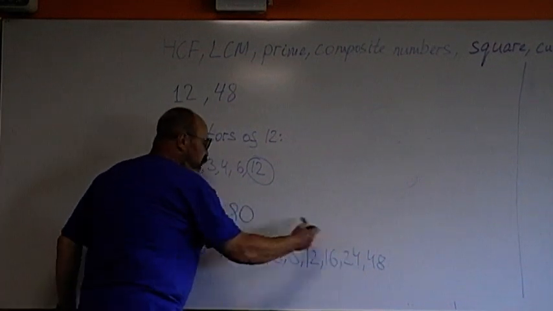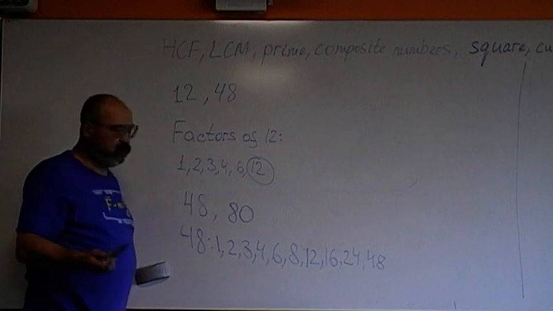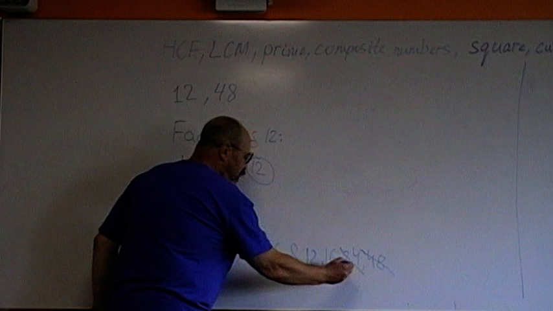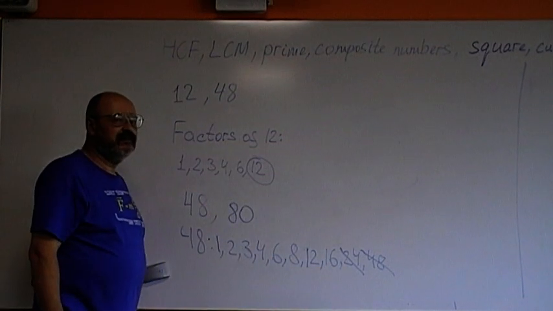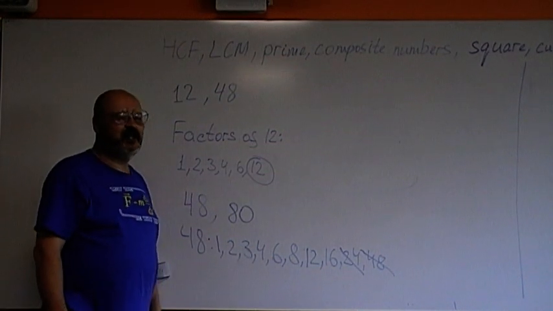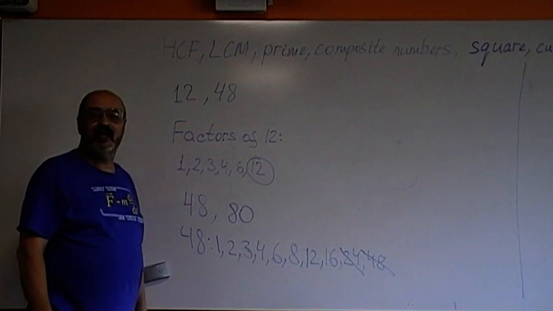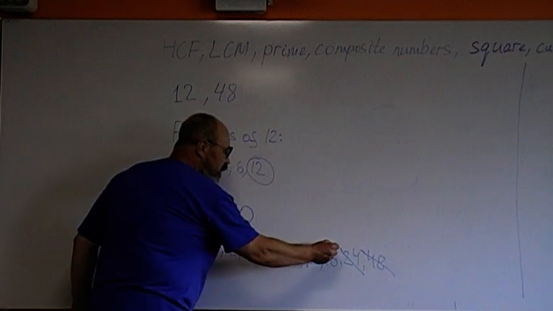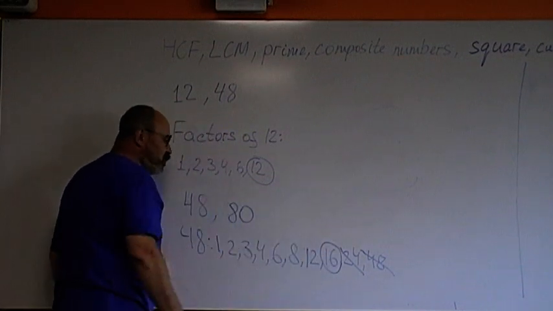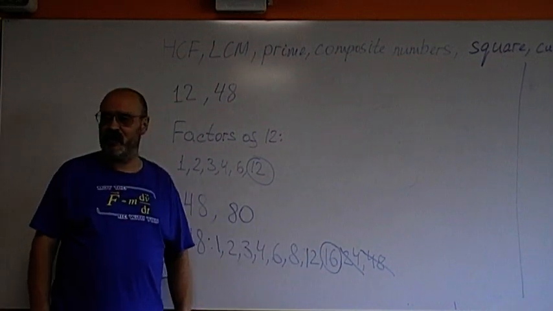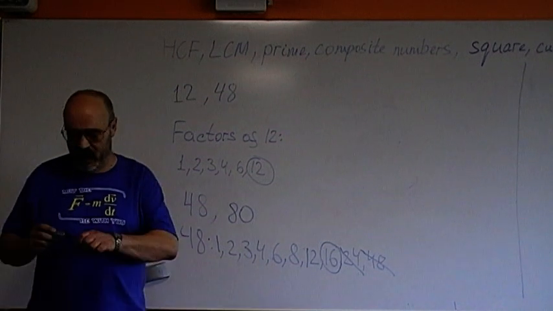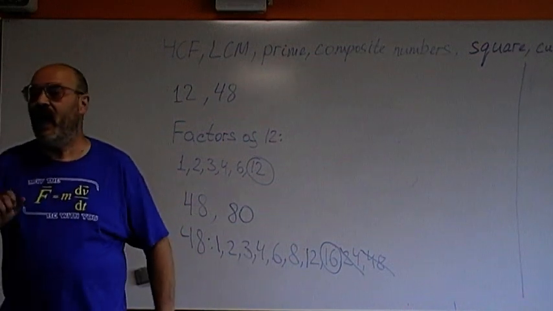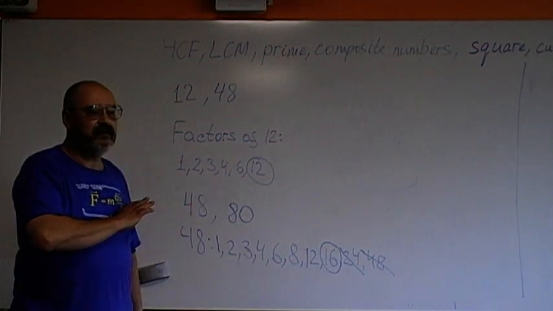Is 48 a factor of 80? No. Out. 24? No. 8? 16? Yes! 16 times 5 is 80. So the highest common factor between 48 and 80 is 16. Makes sense how we did it?